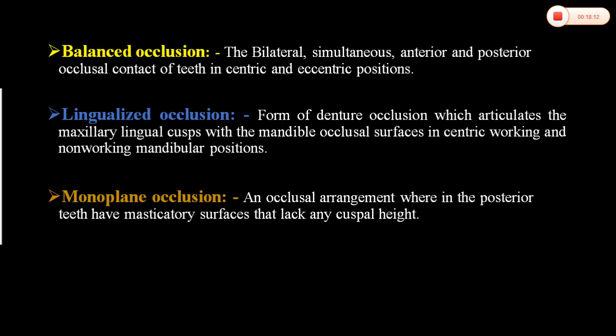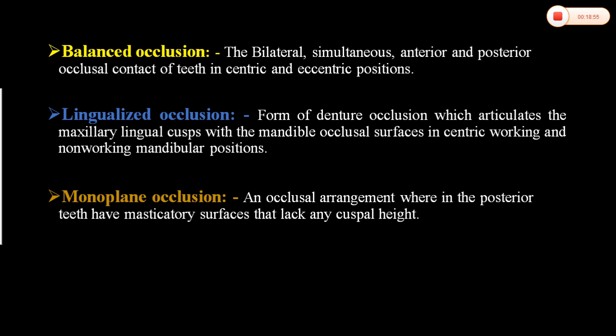Coming to balanced occlusion: the bilateral simultaneous anterior and posterior occlusal contact of teeth in centric and eccentric positions. So always remember that in complete dentures we have to establish as much balanced occlusion as possible, because at any given time there will be contact of anterior and posterior as well as right and left. All the teeth will be in contact. By doing so, there will not be any tilting or rotatory movement or forces on the denture.